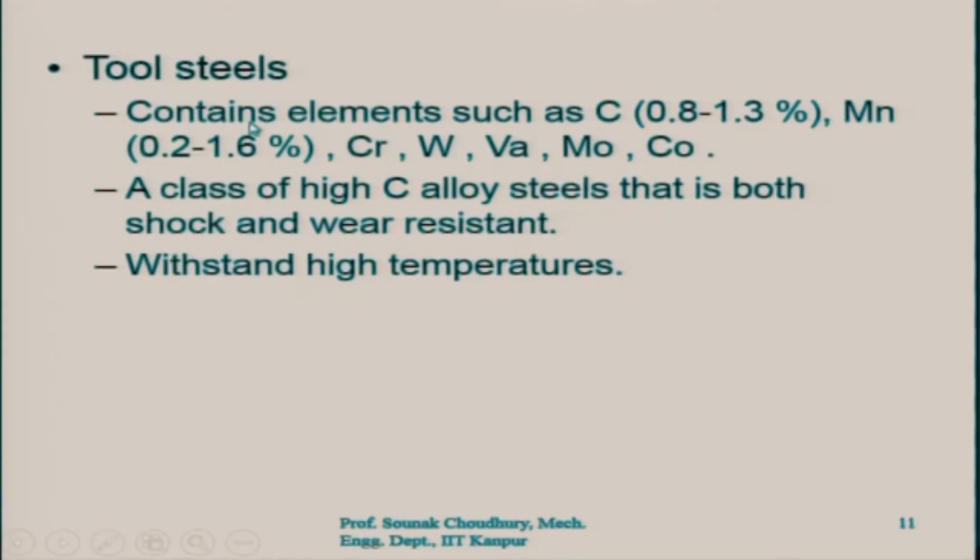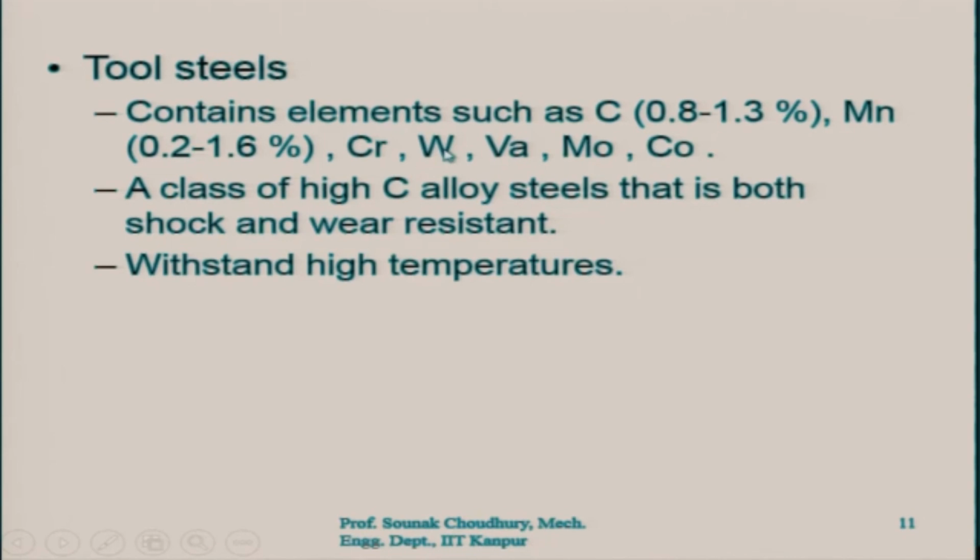Now, tool steels contain elements such as carbon, about 0.8 to 1.3%, manganese 0.2 to 1.6%, chromium, and then wolfram, that is the tungsten.